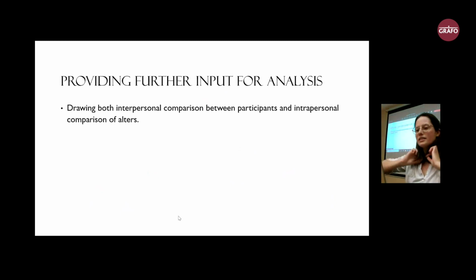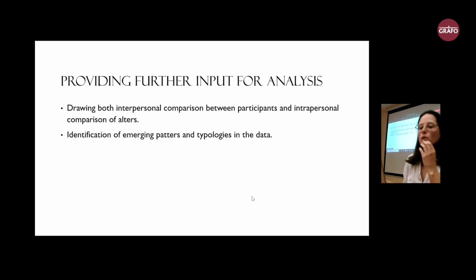Okay, and then in the analysis stage, how can we also use the potential of these visual tools? On the one hand, we can draw both interpersonal comparisons between different participants, and we can also draw intrapersonal comparisons of authors. So comparing the position of ego and of the different authors, and also of the authors among themselves. It also allows for identification of emerging patterns and typologies of the data. So when we have visual data, it can be easier to find these patterns that emerge in the data.